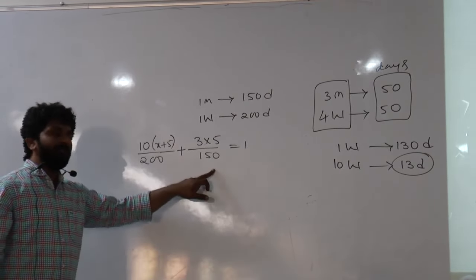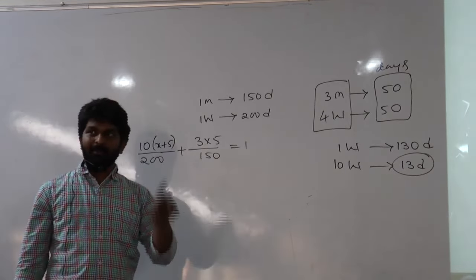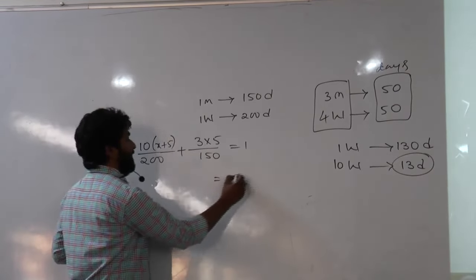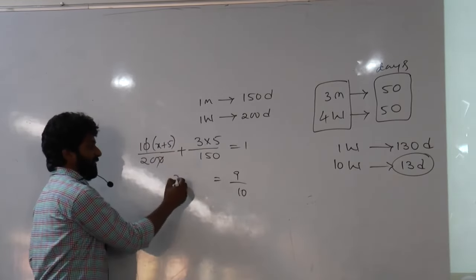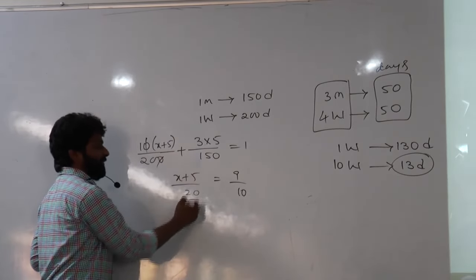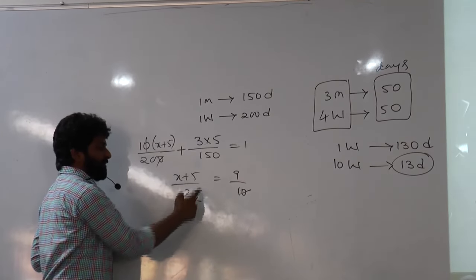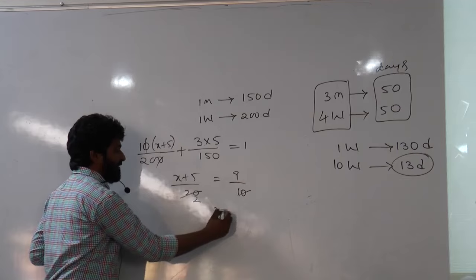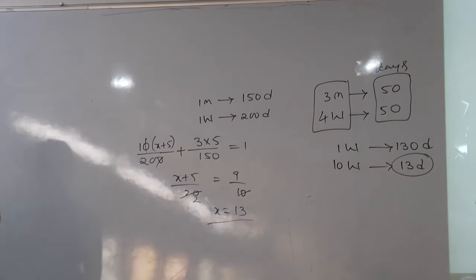See, this is 15 by 150, which is 1 by 10. Take this 1 by 10 to the right hand side, that becomes 1 minus 1 by 10, which is 9 by 10. The 0 and 0 get cancelled. X plus 5 by 20. 10 how many times? 2 times. X plus 5 is equal to 18. X is equal to 18 minus 5, which is 13. That is the one day work concept.